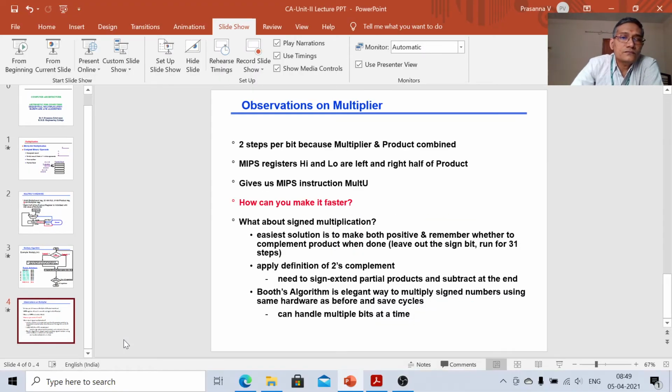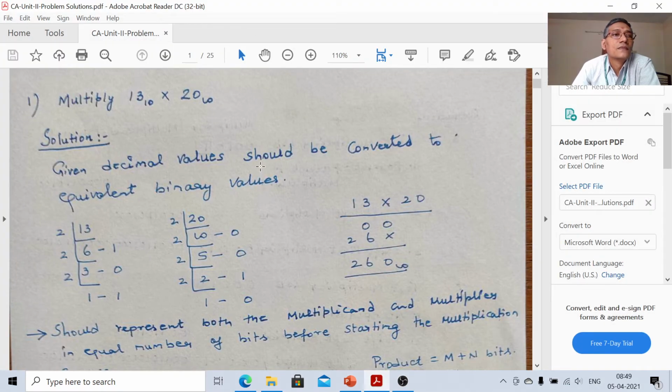Now we will take up another example of multiplying 13 into 20. First of all, given decimal numbers, we need to convert these into binary. We know how to convert a decimal number to binary by successive division by 2, and we will get these results. And 13 into 20, by direct decimal multiplication, we need to get 260 as the answer.